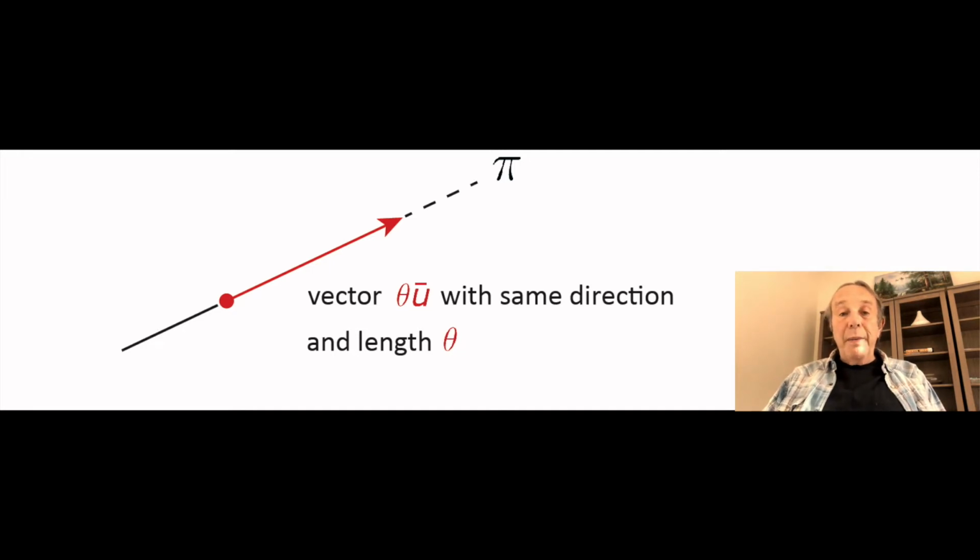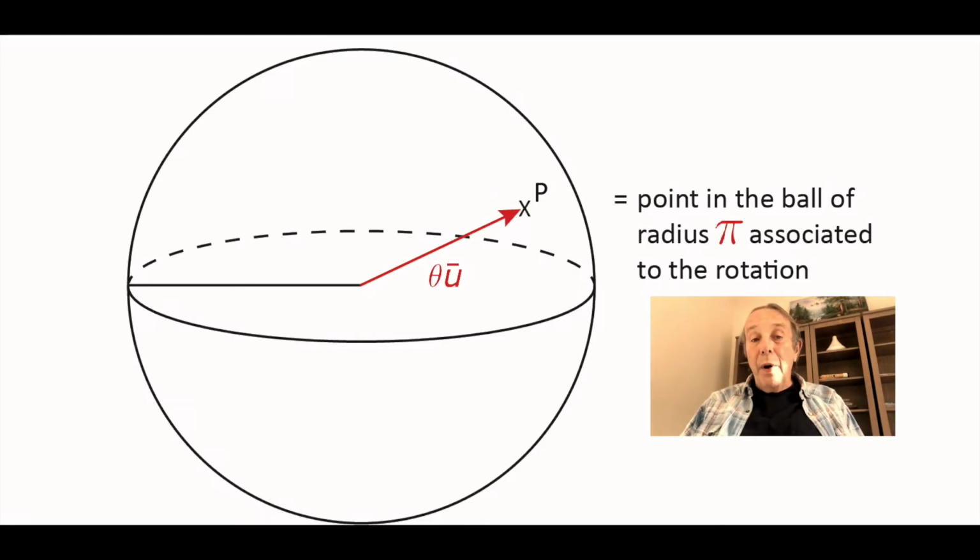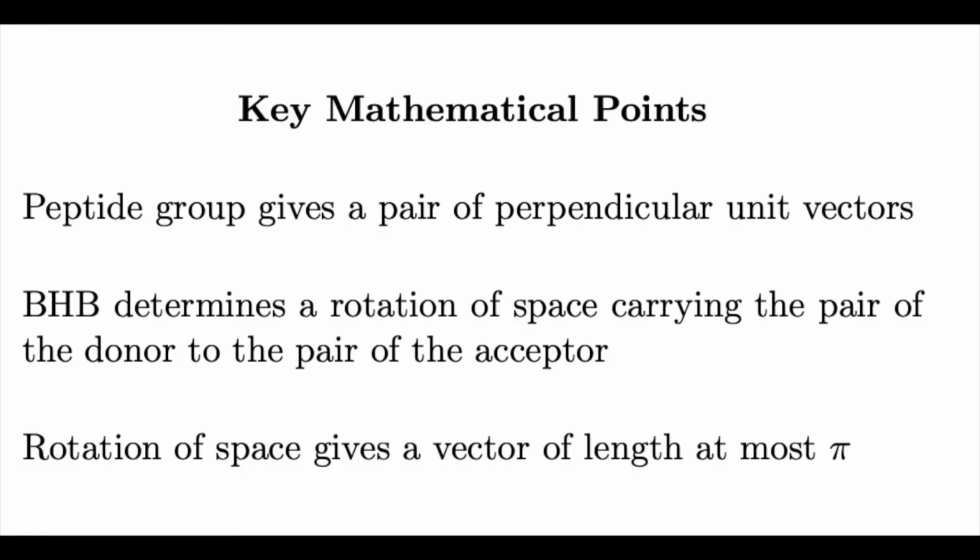So u times theta is a vector in space of length at most pi. Or in other words, as a displacement vector from the origin, a point in the three-dimensional ball of radius pi. This is the third and final main mathematical point. The rotation associated to a backbone hydrogen bond can be drawn as a vector in space of length at most pi, and hence a point in the ball of radius pi.